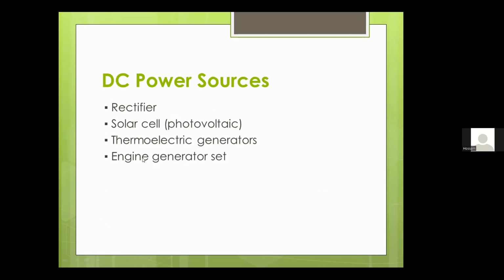The power sources for cathodic protection in impressed current systems include rectifiers or solar cells, thermoelectric generators, and engine generator sets.